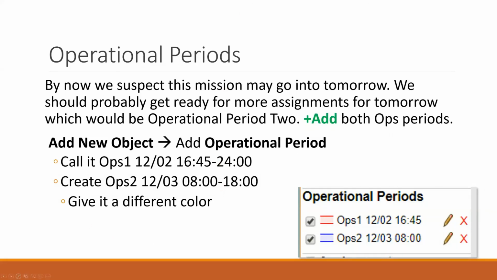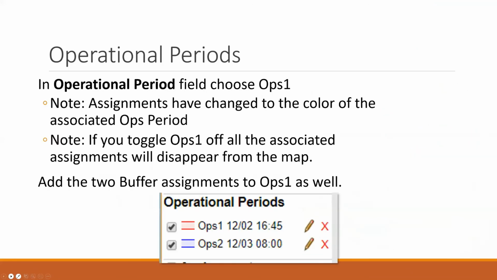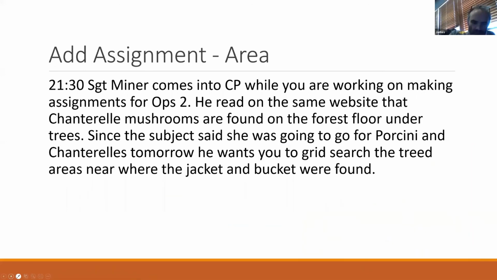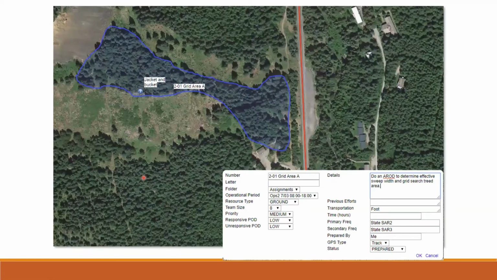Okay, so we're not gonna actually run through this. You can bulk edit them. Okay, add an assignment area, which is very similar to doing a polygon instead of a line, an assignment area instead of an assignment line. And you can set the statuses. This is an example of it.